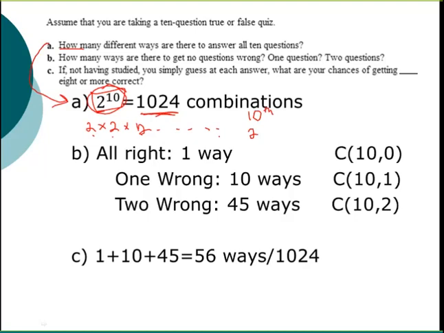Answer choice B, it says how many ways are there to get no questions wrong? Well, there's only one way to have them all right.